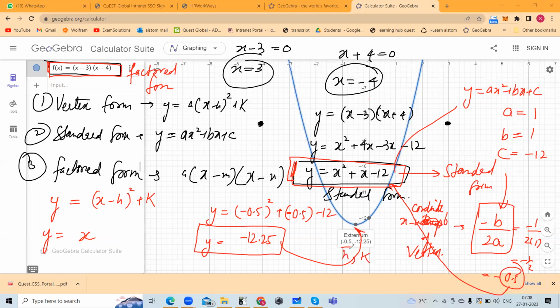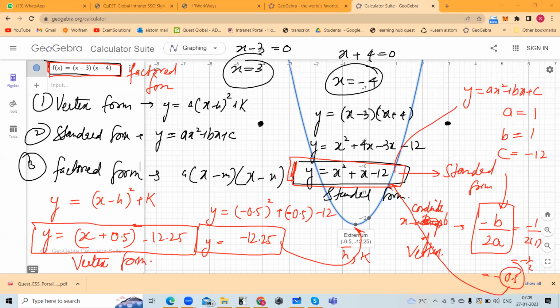So h is negative 0.5, so it'll be x minus negative 0.5. Wouldn't it be positive? Because the formula contains a negative, so it'll be x minus negative 0.5 whole squared, which becomes x plus 0.5. And then you have plus k, but k is negative 12.25, so it'll be minus 12.25. So this will be the equation in the vertex form.